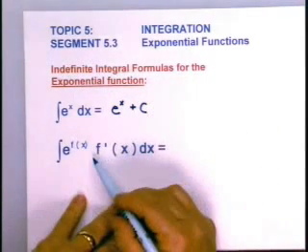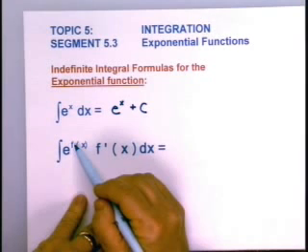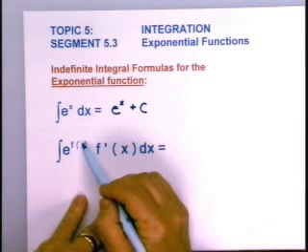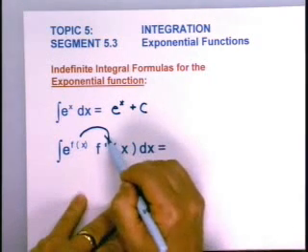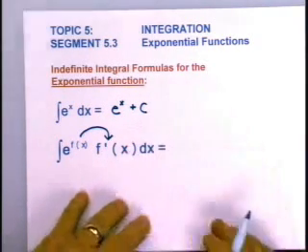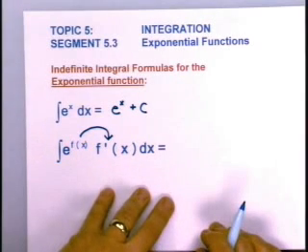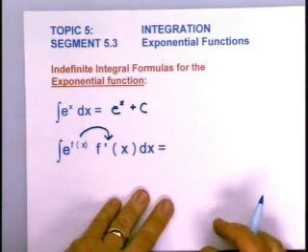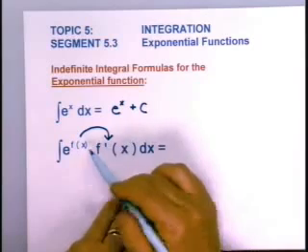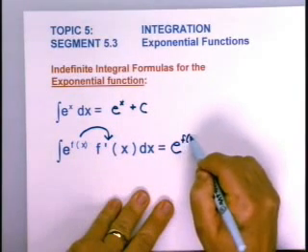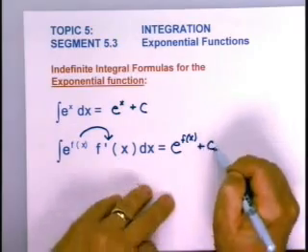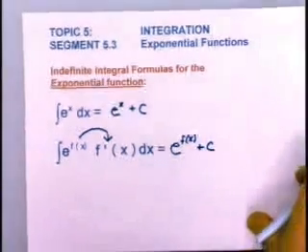Our second rule says that if this exponent is a function of x, so you have e raised to the f of x, and you want to integrate this, you must have the derivative of the function in the problem. This goes along with the chain rule that we discussed in the previous segment. And when you have the derivative of this function, you can integrate and you get e to the f of x power plus c. So let's look at some examples.